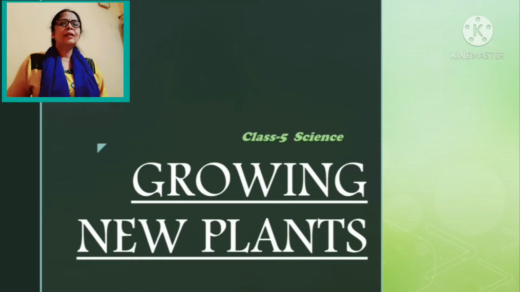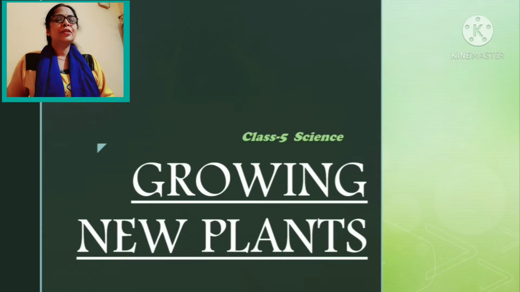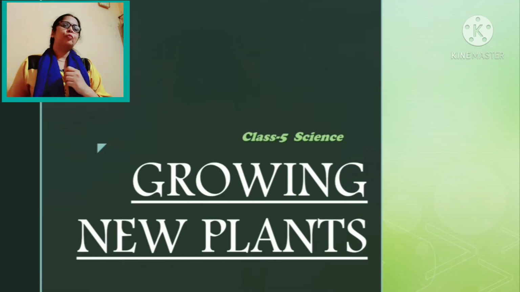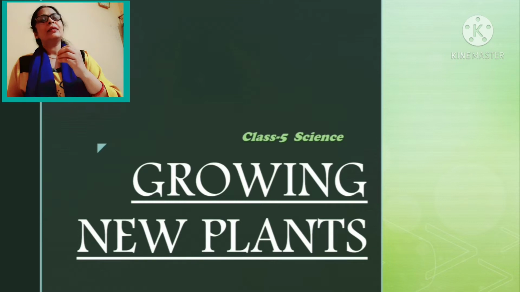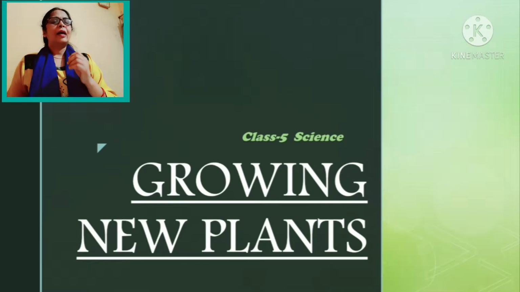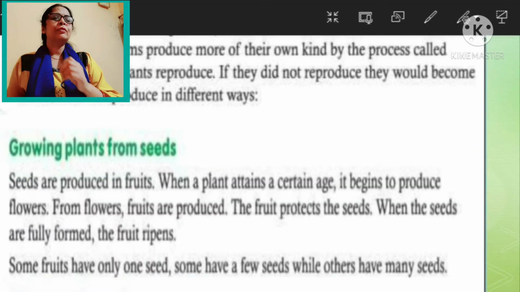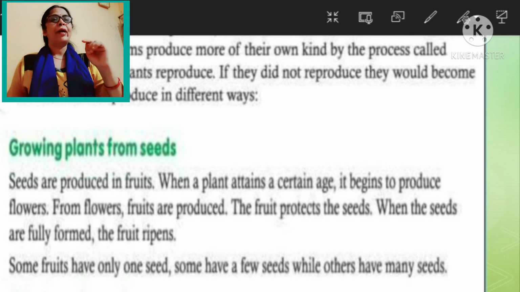Student, today I am going to start class 5 science lesson 1, Growing New Plants. In this chapter you will read about the reproduction of new plants through seeds and their parts, and after that you will read about dispersal of seeds, then different steps of agriculture.